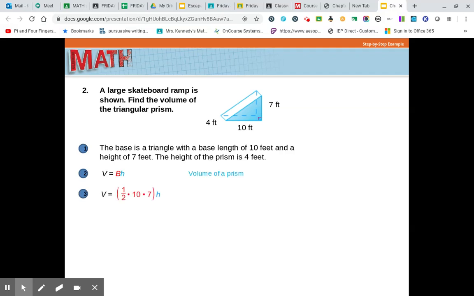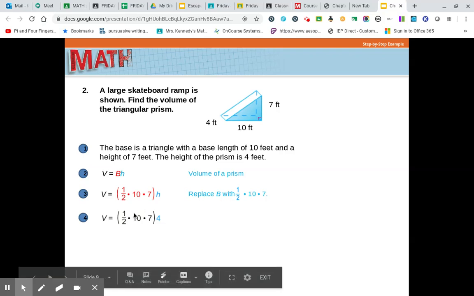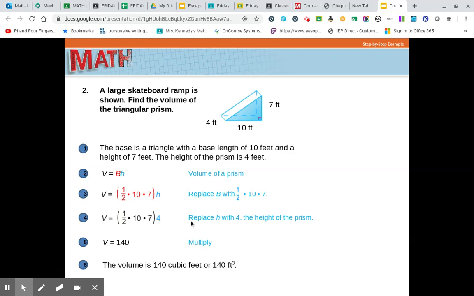So they're going to show you the longer way, 10 times 7 times a half. Again, just do 10 times 7 divided by 2. Whatever you get there. So it's 70 divided by 2, which is 35, and then 35 times 4, which is 140 cubic feet.